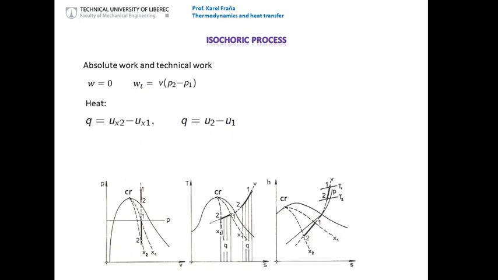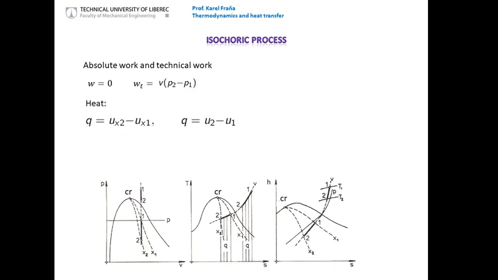The next process is the isobaric process. But if we are still talking about the isochoric process, excuse me, we can calculate the heat, and the heat will be calculated using the change of the internal energy. You can see here that the internal energies U2 and U1 are very simple things. That means you will find these values in the table.